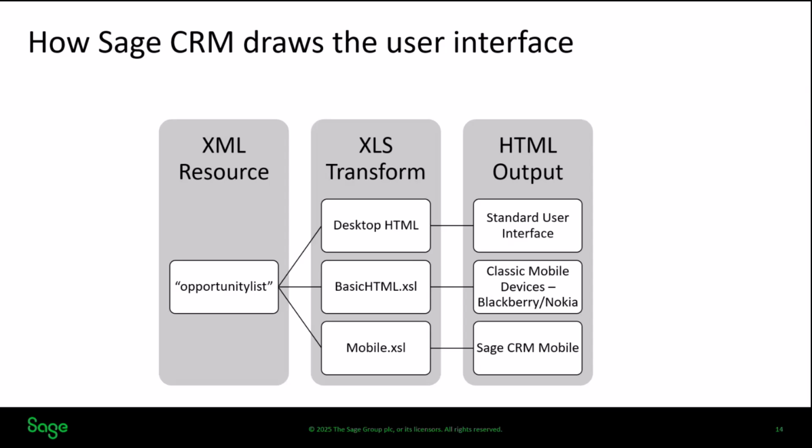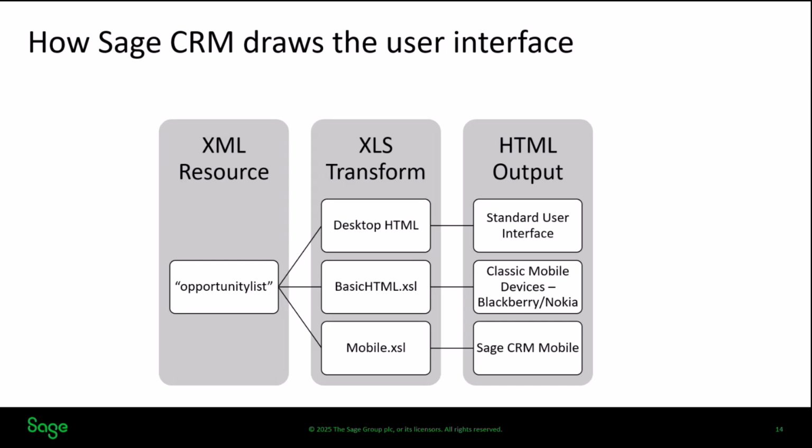Now, if I press on, this is basically how Sage CRM draws the user interface. The data and screen definitions associated with the device are retrieved from the database. Sage CRM creates an internal XML document that is then transformed into a finished HTML document sent to the mobile client, and it uses XSLT, the XML transformation language, to do that. This is a style sheet that is used to transform the XML documents into another document.